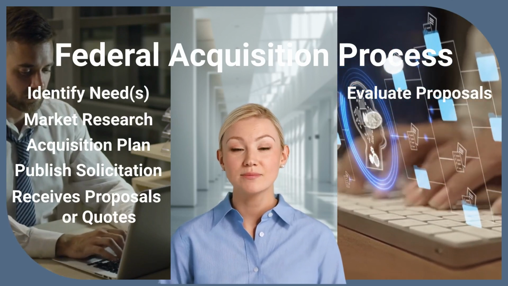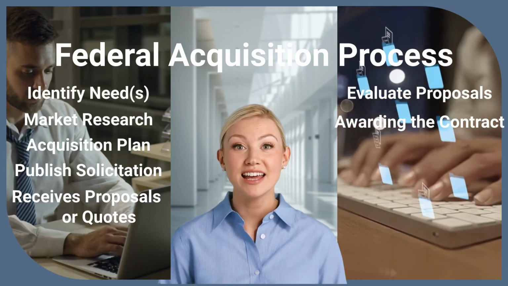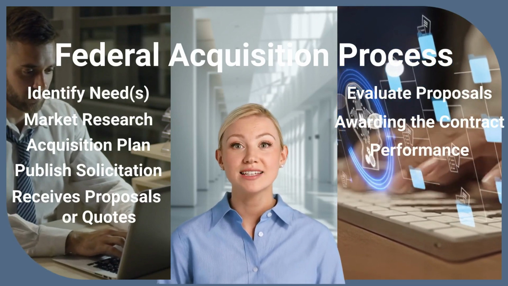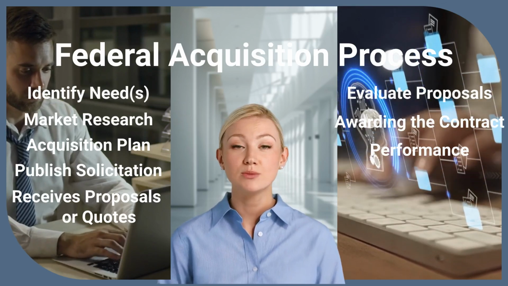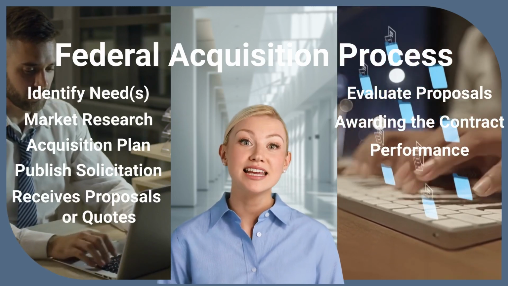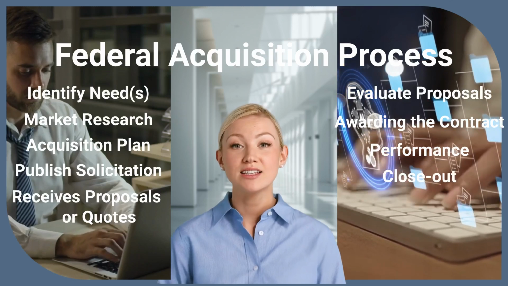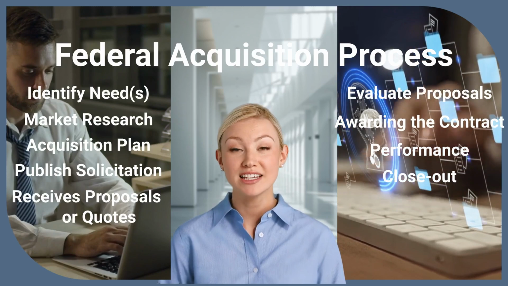and cost. Awarding the contract is Step 7. The winning bidder is notified and the contract is finalized. Step 8 is the performance of the contract and contract oversight by the government. The agency monitors the contractor's performance to ensure deliverables and deadlines are met. And finally, Step 9, closeout of the contract. Once obligations are fulfilled, the contract is closed and final reviews are conducted.